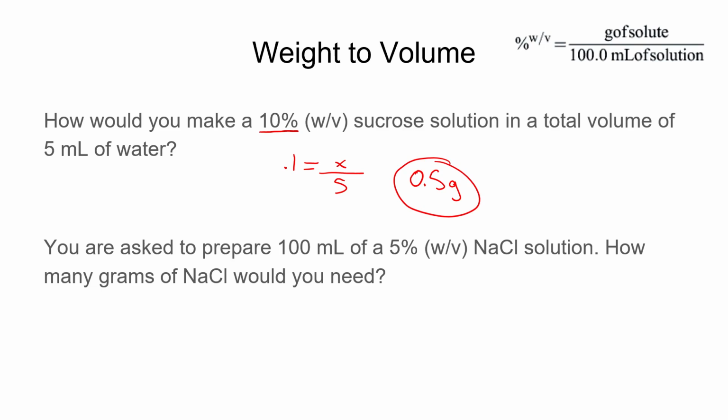You are asked to prepare 100 mils of a 5% weight to volume sodium chloride solution. So this is going to be converted to a decimal. 0.05 is equal to x over 100 mils. When we do the math here, 100 times 0.05, 5 grams would be added.